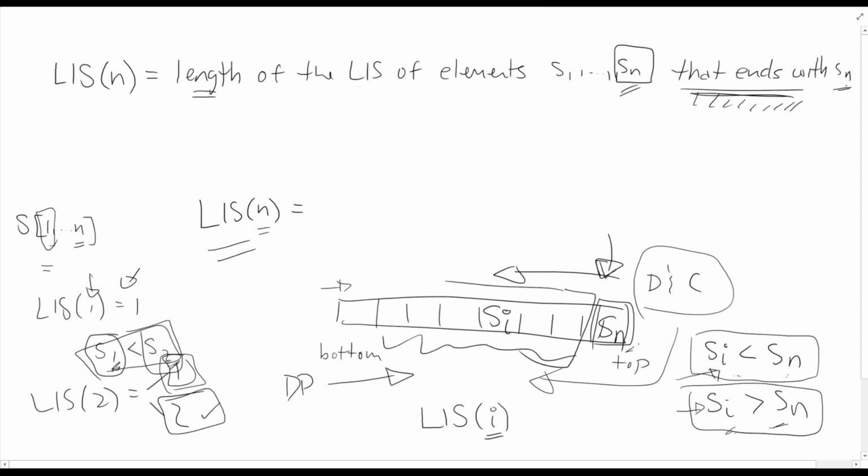Now remember this key bit? That ends with Si, right? So here I'm saying this function here, LIS of I, should find me the longest increasing subsequence of the first I elements that ends with Si. Since Si is less than Sn, I know I can add Sn onto the end of that one and get a sequence that is exactly one bigger. Okay, are we done? I don't think we're quite done yet.